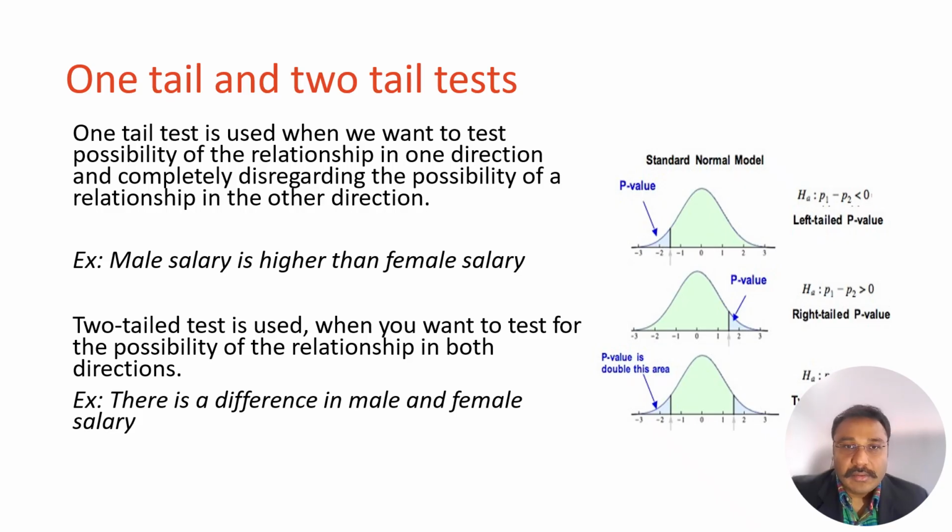A one-tailed test checks for a statistical effect in a specific direction. For example, if we want to test whether male salaries are higher than female salaries, we use one-tailed test. A two-tailed test checks for any differences regardless of direction. Example could be, are male and female salaries different at all? Choosing the correct test ensures accurate interpretation and avoids overstating or understating statistical significance.